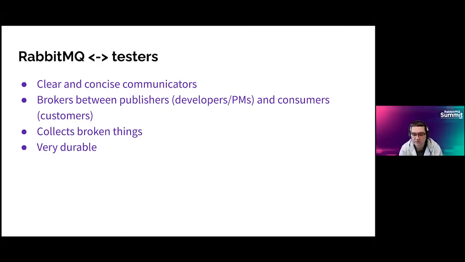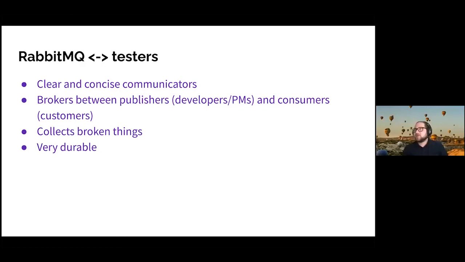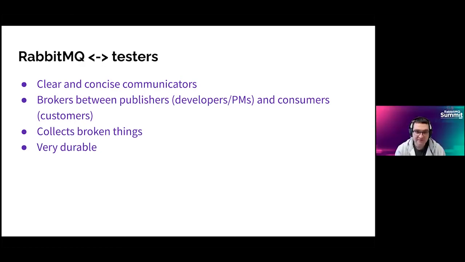And how do developers find these triage exercises to find issues in RabbitMQ? Sorry, can you ask that one more time? So how do developers find the triage exercises that you set up with RabbitMQ?